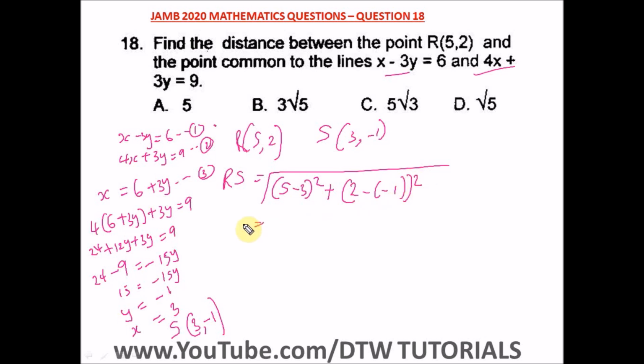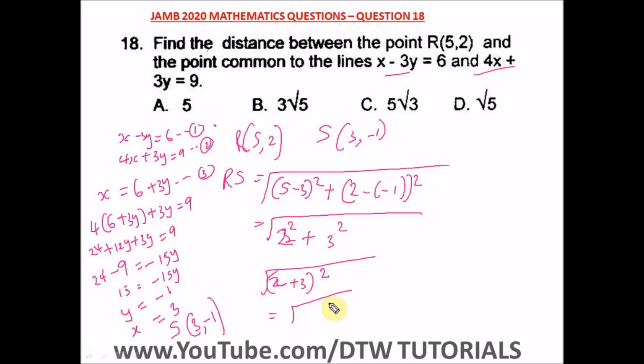So it's equals to, don't forget your square root. 5 minus 3 is 2, square, plus 2 plus, minus times minus is plus, so 2 plus 1 is 3, square. So don't forget your bracket. We have 2 squares. We can see the same thing as 2 plus 3, all in bracket, squared. And you find the square root of this.